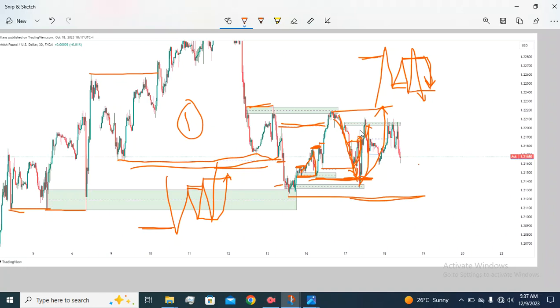And again, we had a clear sweep of liquidity here, right? Potentially the first break of structure that you can see was right around here, and this high becomes inducement. That's where we take our trade and ride it to this place.